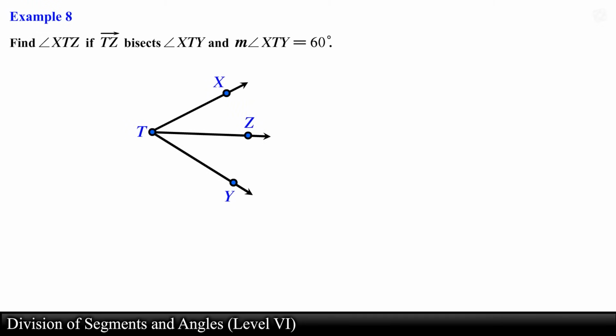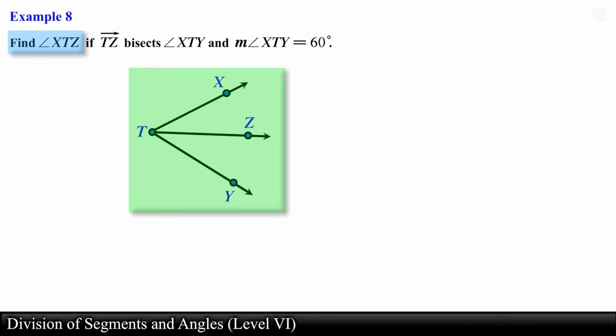Find angle XTZ if ray TZ bisects angle XTY, and angle XTY equals 60 degrees. Here we are provided with a diagram and are asked to find angle XTZ given that ray TZ bisects angle XTY, and angle XTY is equal to 60 degrees.